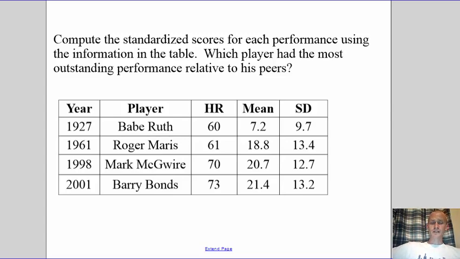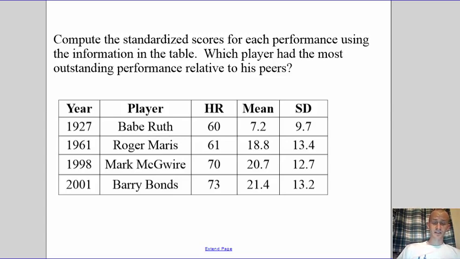For the last problem in the note packet, here is that table. We have 4 players. They all hit a lot of home runs. They all broke the home run record. But comparatively speaking, which one had the best season? As you notice, we have 60, 61, 70, and 73 home runs.